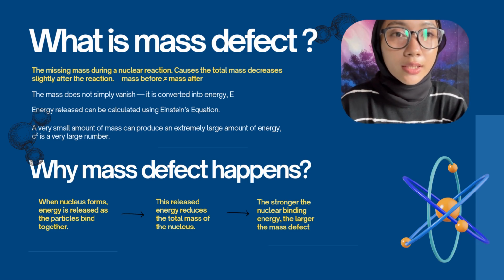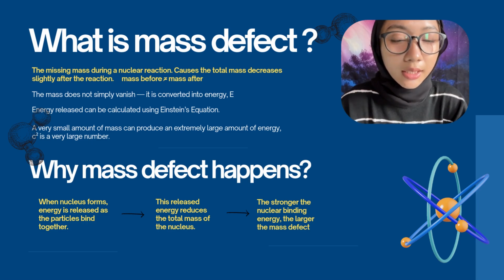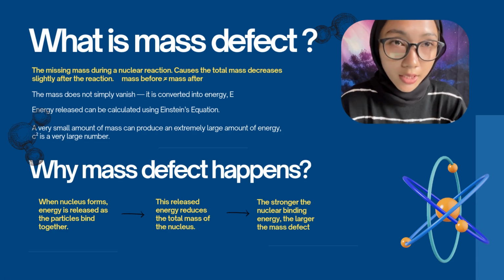The mass defect is the mass lost during the nuclear reaction, which causes the total mass to decrease slightly after the reaction. The mass does not simply vanish, but it is converted into energy. Energy released can be calculated using Einstein's equation. A very small amount of mass can produce an extremely large amount of energy.